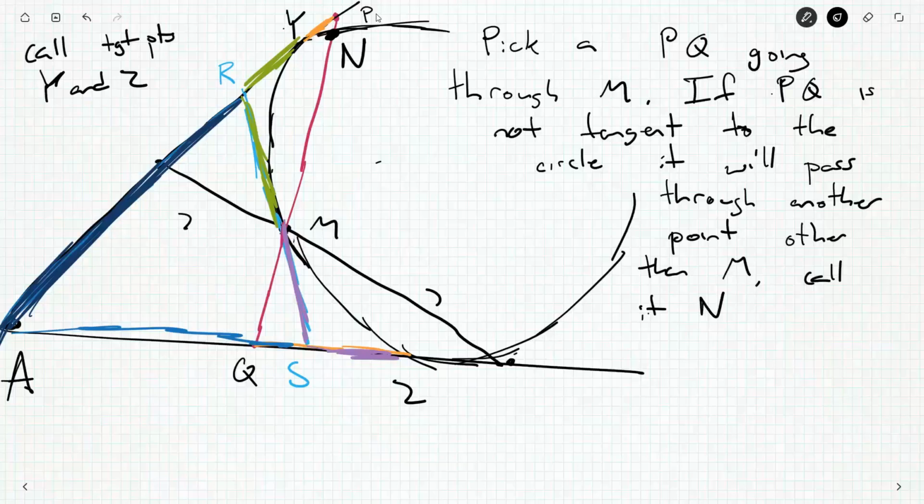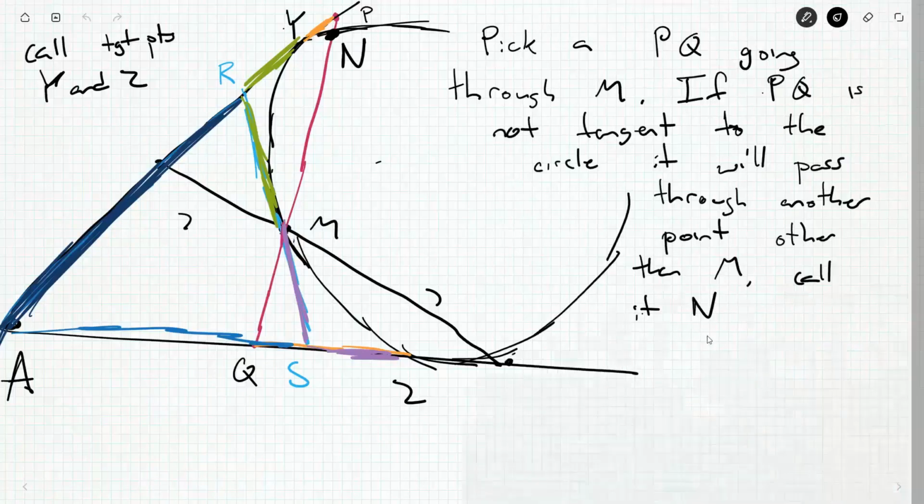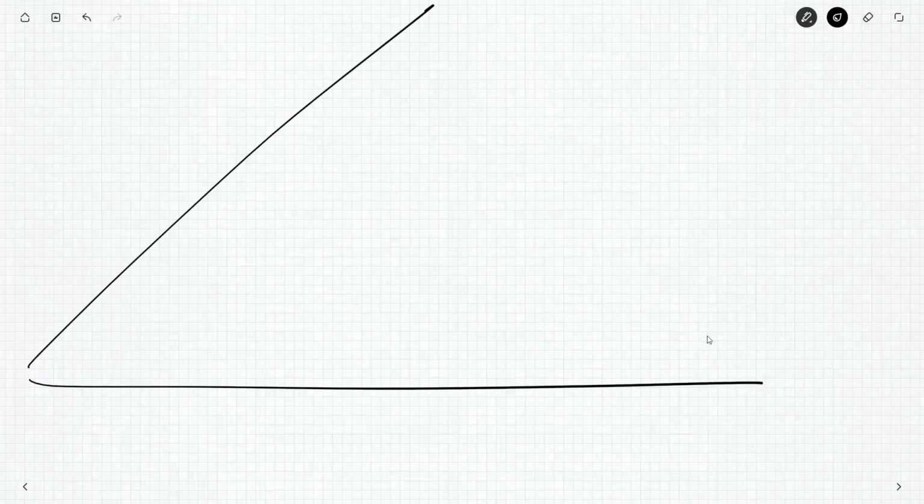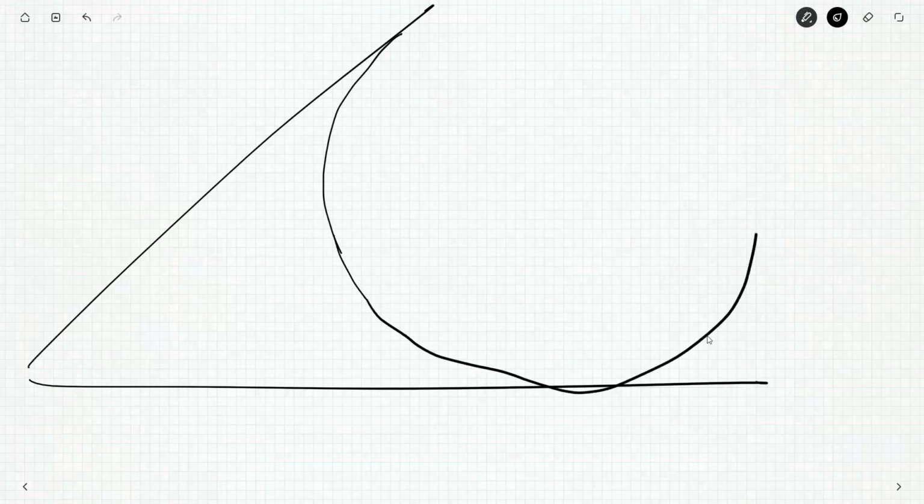Maybe redrawing it will help me out a little bit. Let's just focus on... I really should draw my circle first, frankly. But I keep forgetting to.